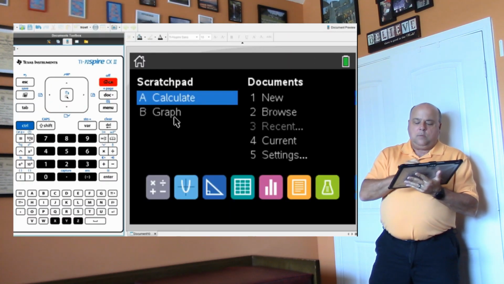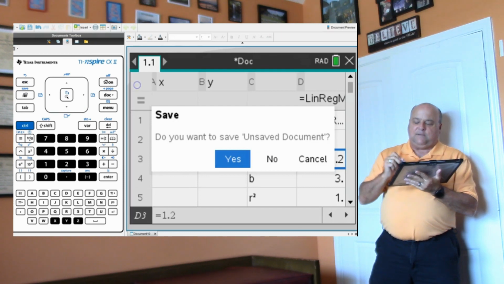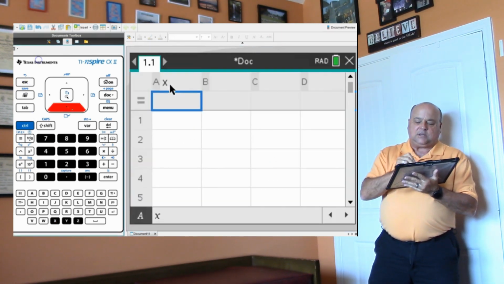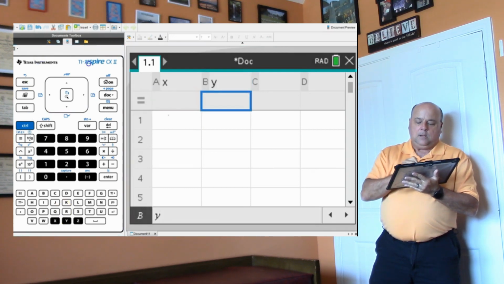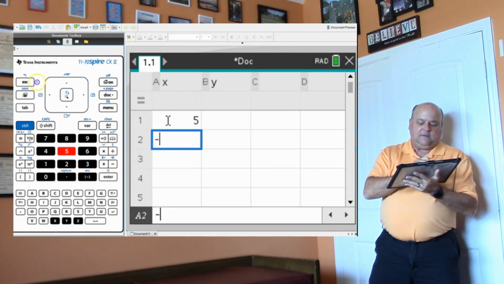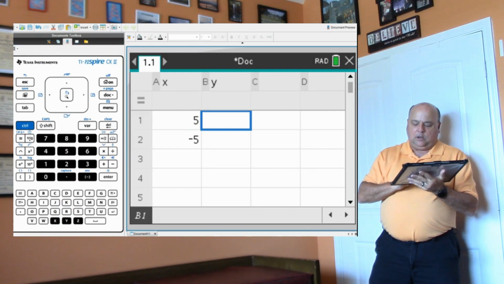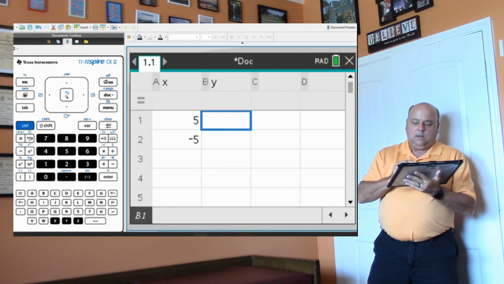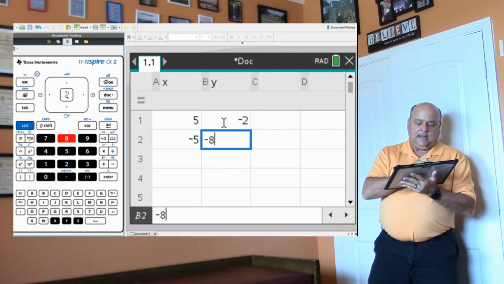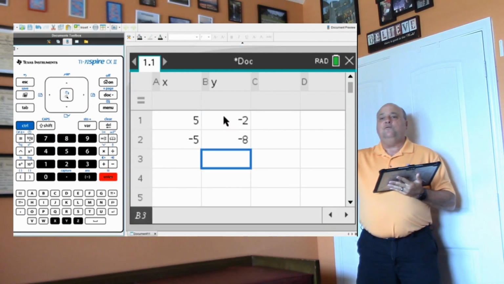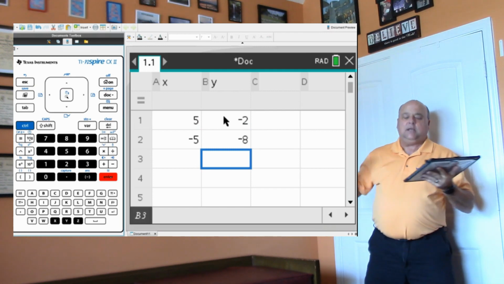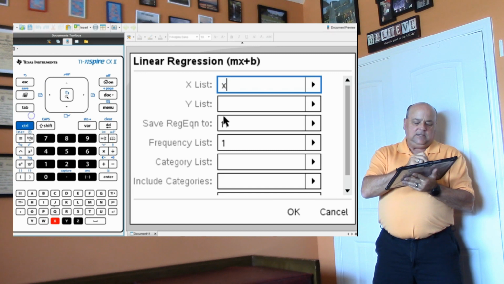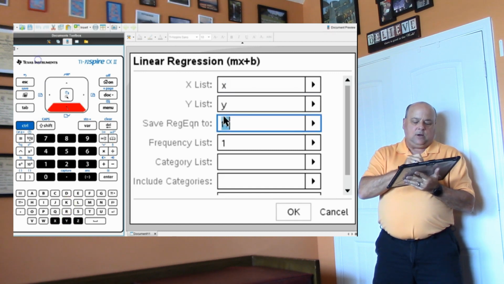I'm going to hit home, 1 for new. I'm not going to save anything. I'm going to add a spreadsheet. I'm going to go up here, put X and Y at the top. And then my X's are 5 and negative 5. And now I need to look at my Y's. My Y's are negative 2 and negative 8. And then menu 413, X down, Y down, enter.